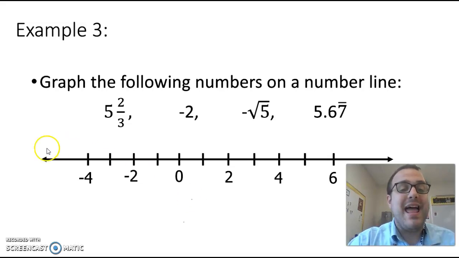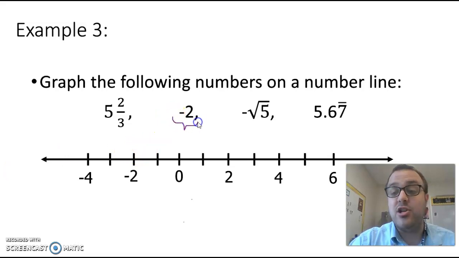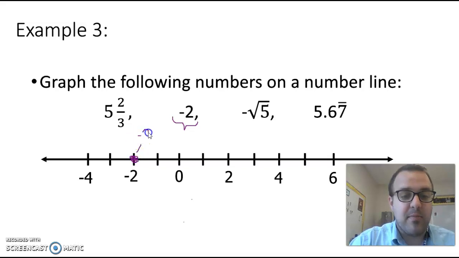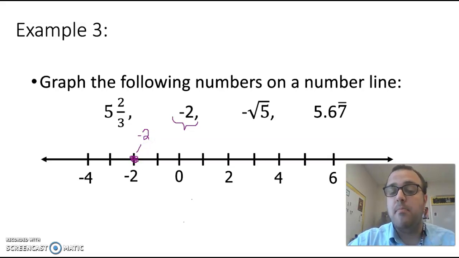So for example, -2 here, that's a pretty easy one to put on the number line because it is an integer. -2, oh look, I can see there's a spot right there, -2. I'll put a point right there and I'll label it as -2. So there's my first number on the number line. Some of these other ones are going to require a little bit more work on my end though.